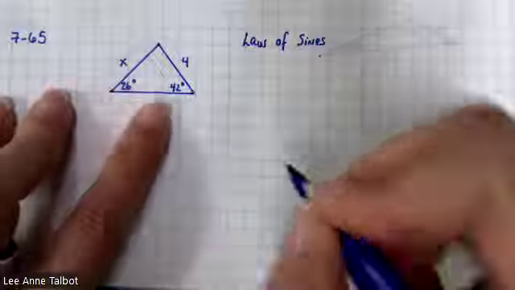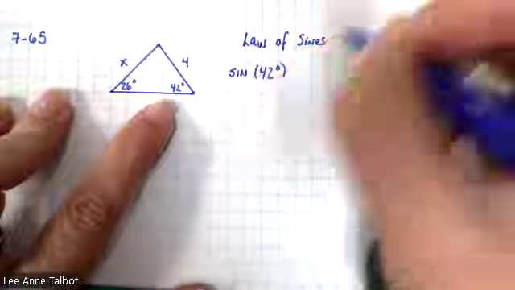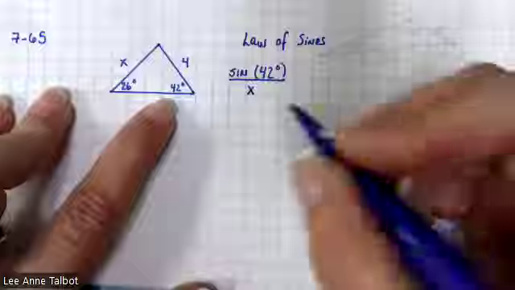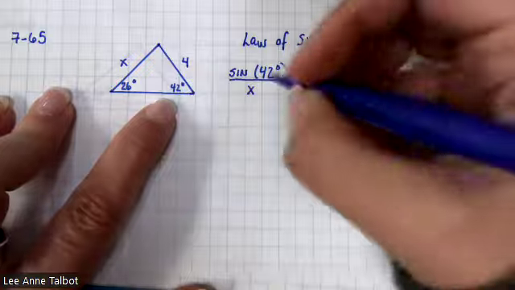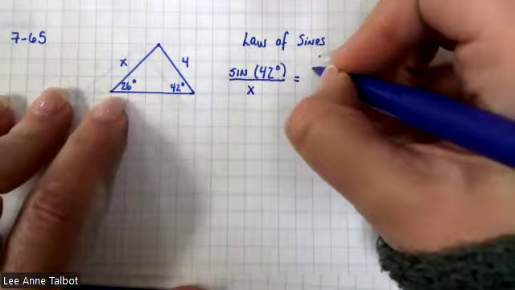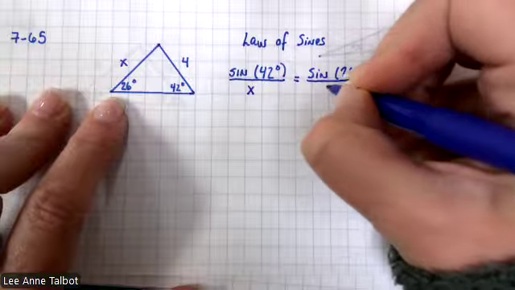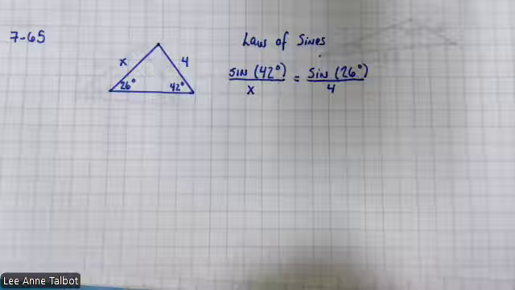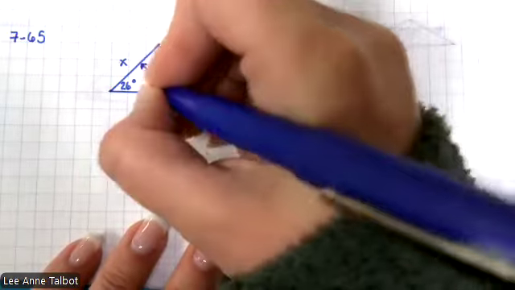And what it is, it's the sine of one of the angles over the side across from it. Can you guys all tell that the x is across from the 42? Okay, equals the sine of another one of the angles over the side across from it. And if you want to, I would draw these little guys.